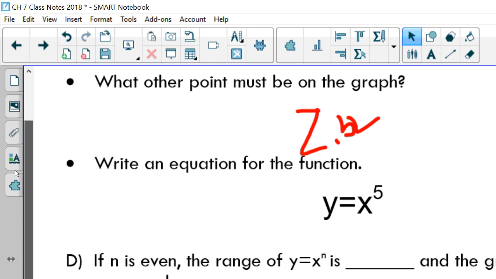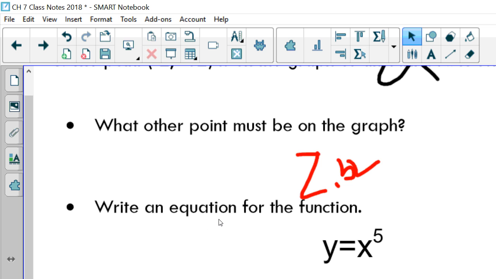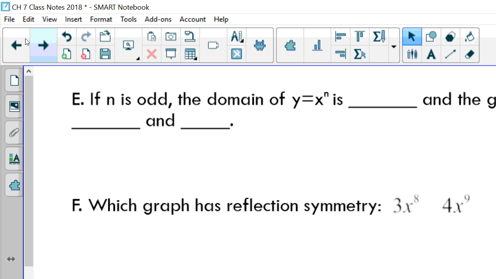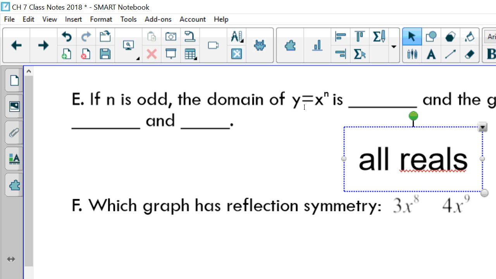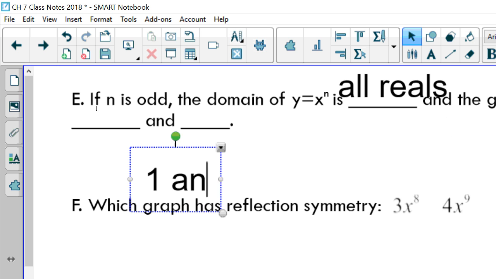Letter D, if n is even, then the range of x to the n is blank and the graph is in quadrants blank and blank. So even is a parabola. So the range of all parabolas is y is greater than or equal to 0. And the parabola would have been through here. So that would have been in quadrants 1 and 2. Example E, if n is odd, the domain is all reals. That's your S-shaped curve. And then the quadrants that we were just looking at for this one will be 1 and 3.